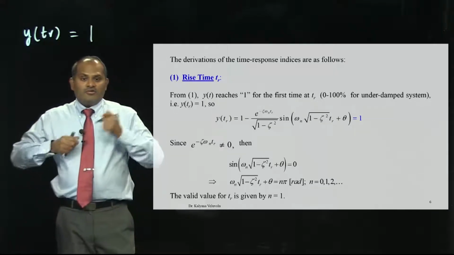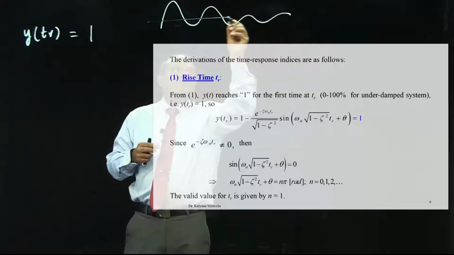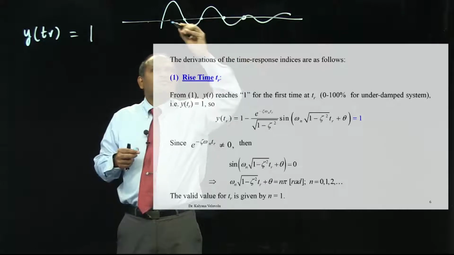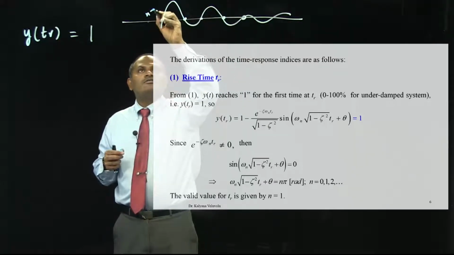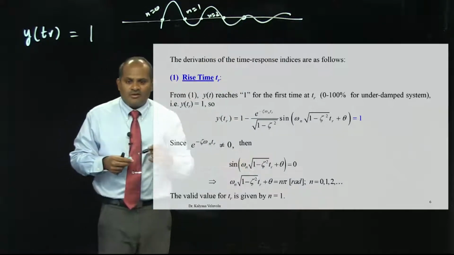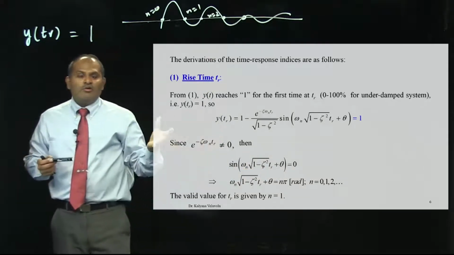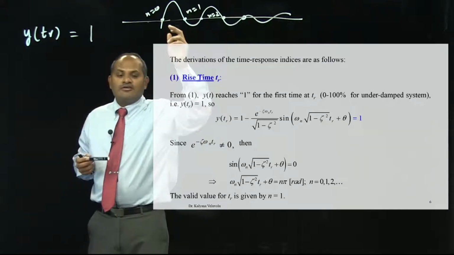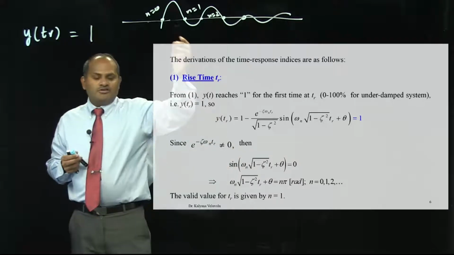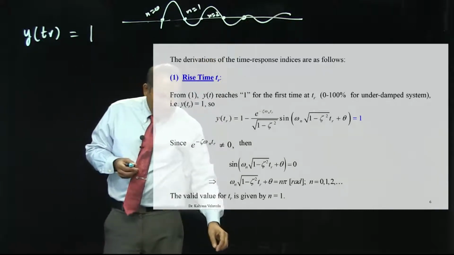Why? Because if you remember our step response characteristics, at every such point you get 1. So, this is n equal to 1, n equal to 2 and so on. The equation is satisfied everywhere, so for each value of n you will get a corresponding value. But we are only interested in our first point where the response equals 1. So, not n equal to 0, we substitute n equal to 1, that is the correct value.